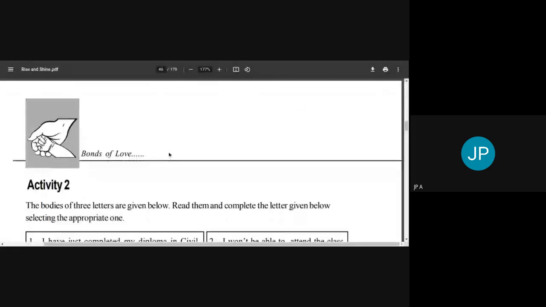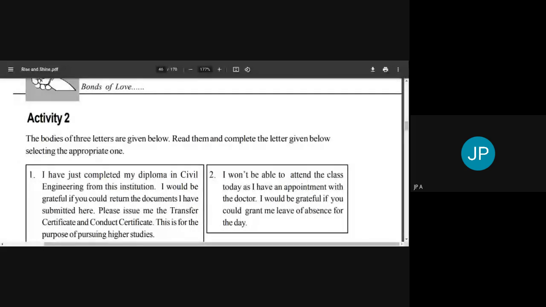So this is on page 32 of your textbook. If you take up page 32 of your textbook, you can see this next activity. This activity is to read three main parts of the letters. The bodies of three letters are given below. What do you mean by a body? Body means the main part of the letter. Read them and complete the letter given below, selecting the appropriate one.